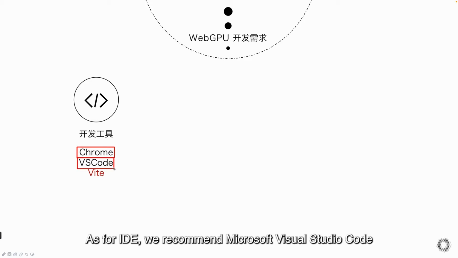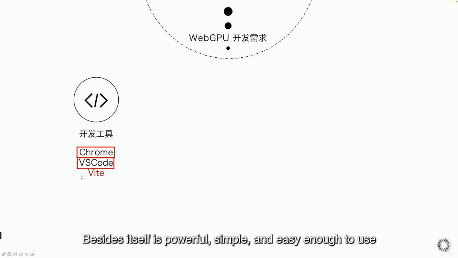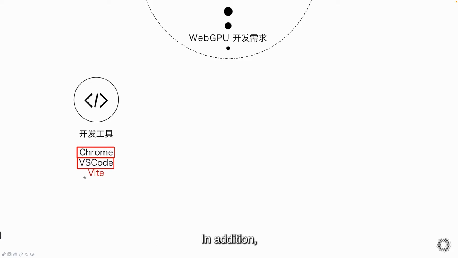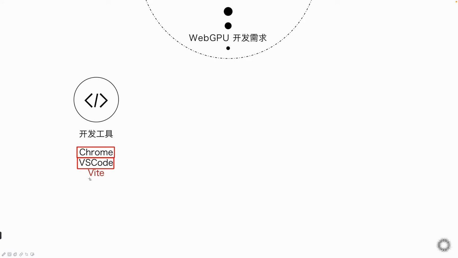As for IDE, we recommend Microsoft Visual Studio Code because VS Code has comprehensive plugins, and its support for WebGPU is also very good. Besides, it is powerful, simple, and easy enough to use. In addition, we recommend using Vite as our front-end code building tool. Compared to Webpack, Vite, the star open source project in 2021, is many times faster than Webpack in terms of packaging and compilation.